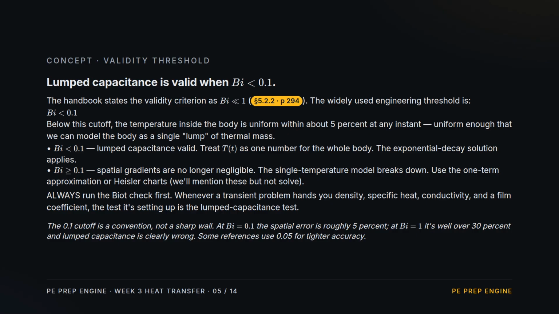Bi below 0.1, treat T of t as one number. The exponential decay solution applies. At or above, spatial gradients matter. The single temperature model breaks down. Use the one-term approximation or Heisler charts. Always run the Biot check first. Density, specific heat, conductivity, and a film coefficient together signal it.